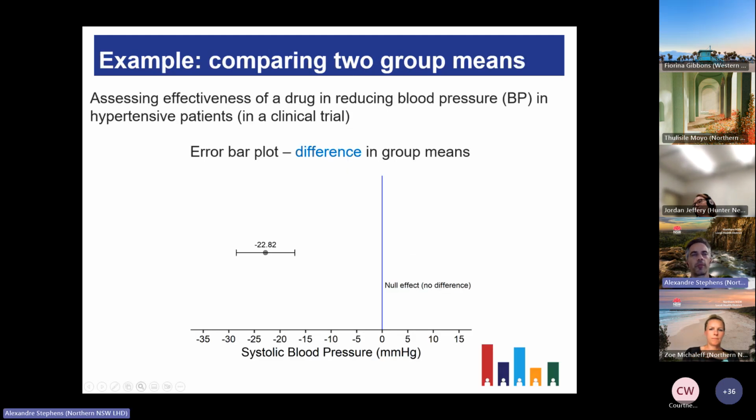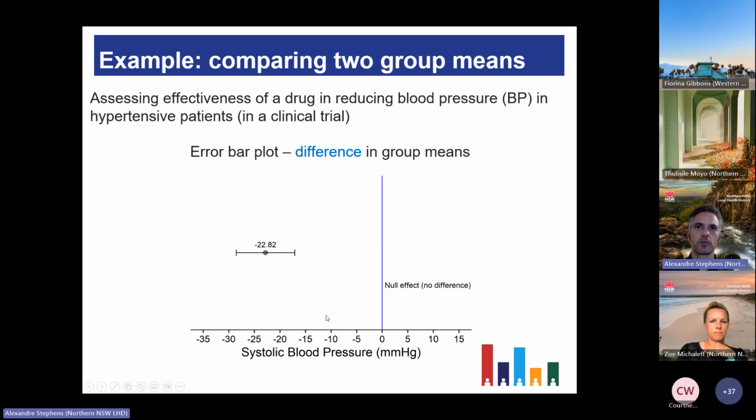So we're going to go back to our hypothetical example and try to put this into practice. So remembering, we've estimated a reduction in blood pressure in the treatment B group relative to A of 23 millimeters of mercury. We've got our 95% confidence interval. I think Zoe's about to launch a poll. We're going to answer the question as to whether that is a statistically significant result.